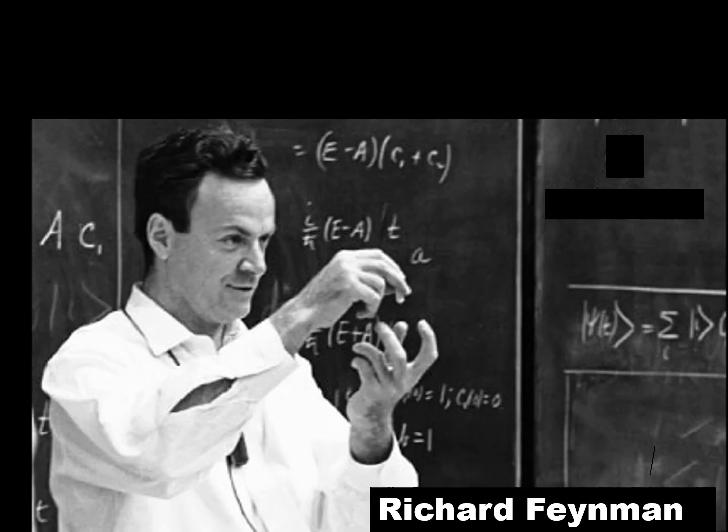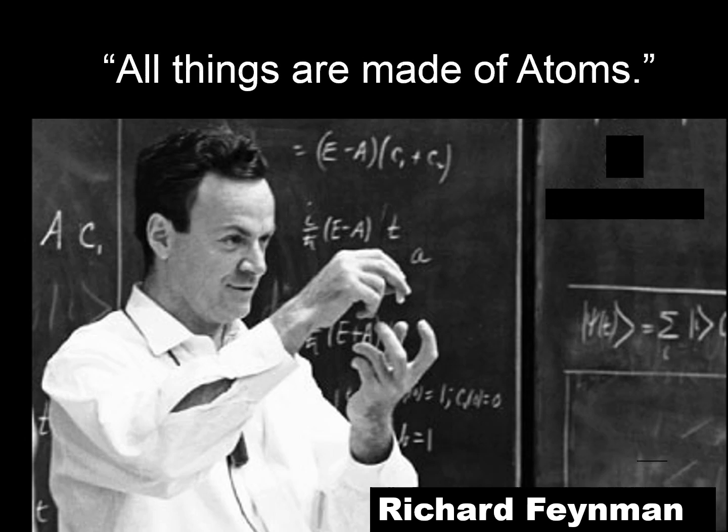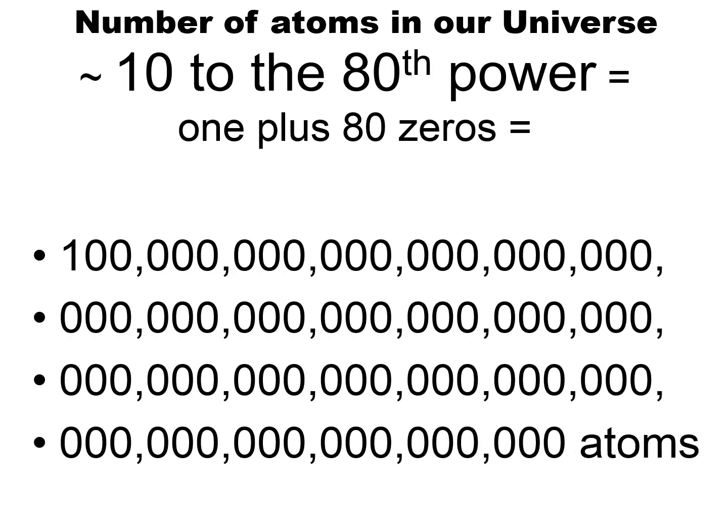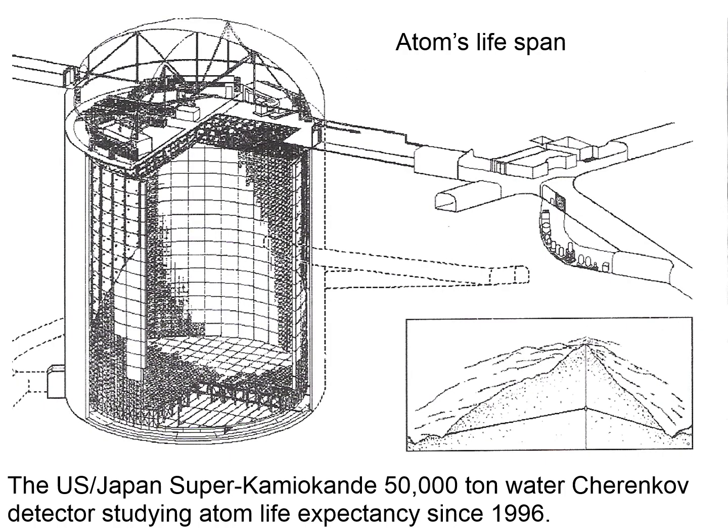The most important thing that we need to keep in mind for this analysis is what the greatest of physicists, Richard Feynman, told us. All things are made of atoms. The current estimate of all the atoms that make up our universe is about 10 to the 80th power, and they were all created in the Big Bang era, computed by NASA now to have occurred at least 13.8 billion years ago. Scientists wanted to know, how long do protons in atoms survive?